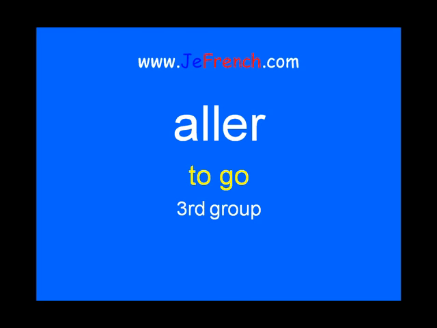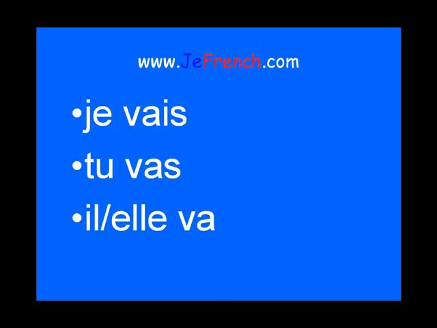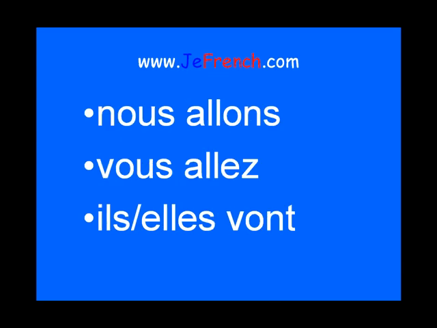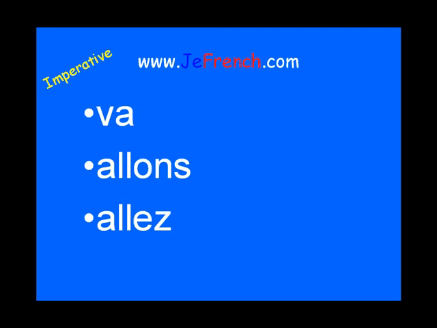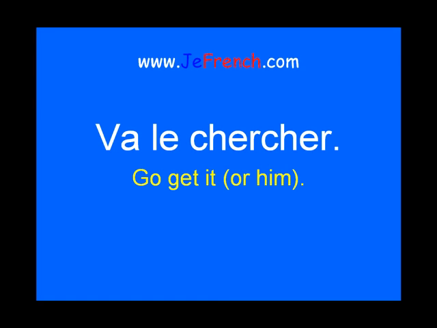Aller, to go. As you can imagine, this one is going to be irregular, as usual. Not in the present, well, also in the present tense, but in the imperative as well. Je vais, tu vas, il va. Nous allons, vous allez, ils vont. Now in the imperative, it's not vais, like je vais, but it's va. Okay? Va, allons, allez. Va le chercher, go get it, or go get him.